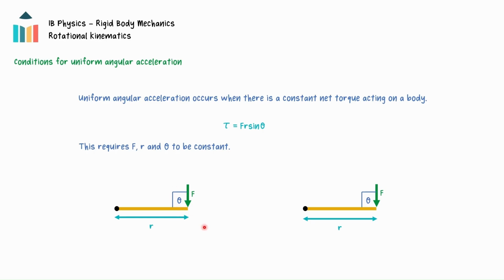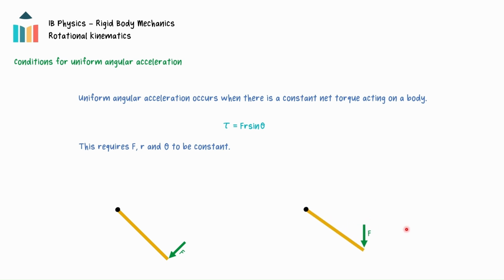For example, consider a rod hinged at one end. If the force remains the same size and always stays at the same distance and angle from the pivot as the rod rotates, then the torque stays constant, so the angular acceleration remains constant as well. But if any of these change while the rod rotates, the angular acceleration will no longer be constant. For instance, if the force always stays vertical, then theta changes as the rod rotates, so the torque and therefore the angular acceleration will also change.